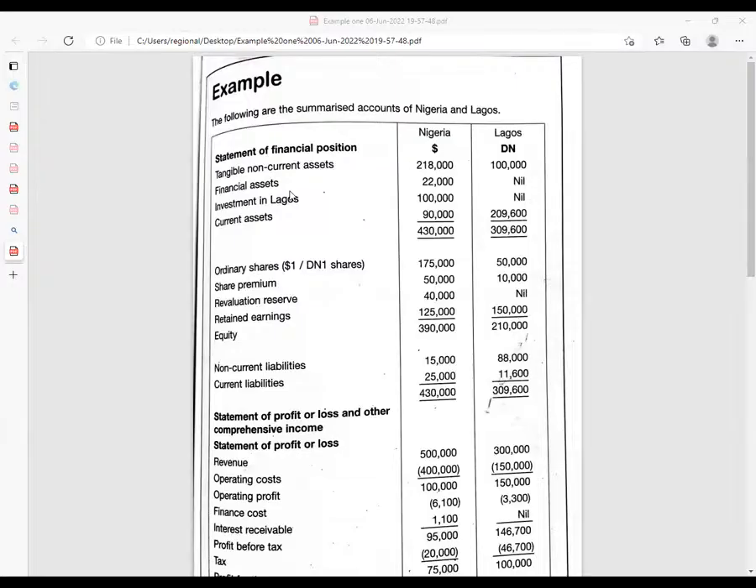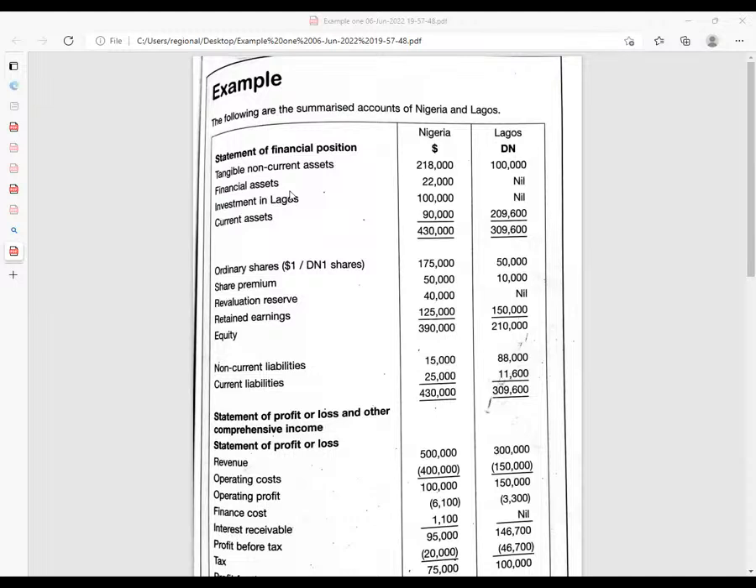I'll mention there, the name of the company is Nigeria Group. The Nigeria Group statement of financial position. Then copy that from top to bottom. You start with the tangible non-current assets, right?